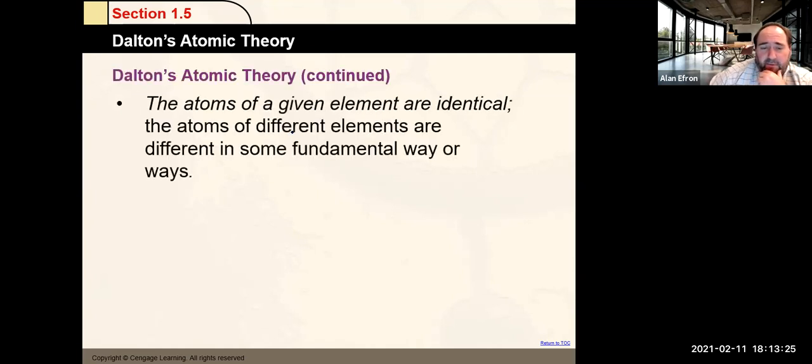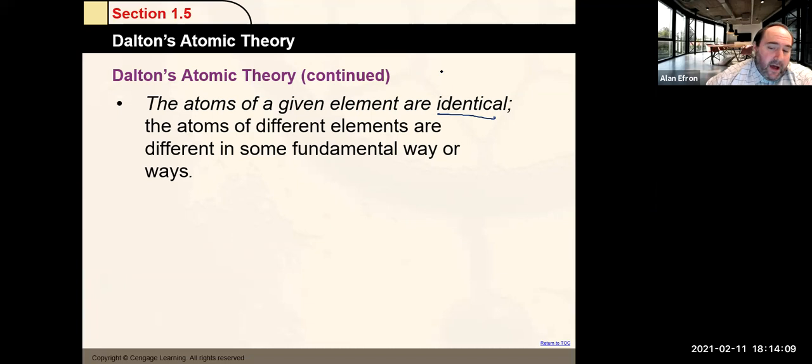Another part of his theory was that atoms of a given element are identical, and atoms of different elements are different in some fundamental way. Although part of this is correct, and obviously atoms of different elements do have some type of fundamental difference, the part of this theory which is not necessarily correct is the first part, which is atoms of a given element are identical to each other. So basically what that means is, if I have a carbon atom, no matter what the situation is, they're all going to be pretty much the exact same.